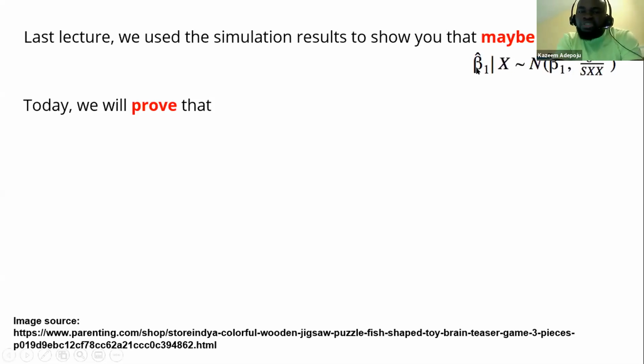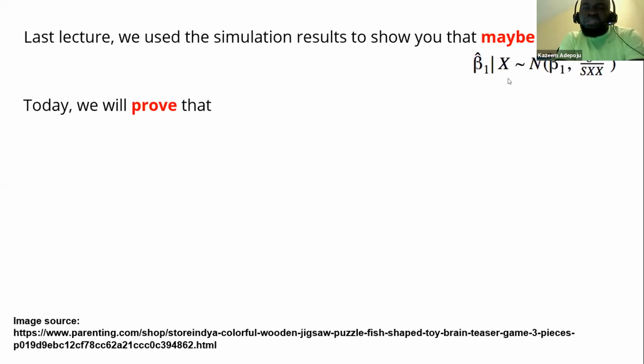Why do I need a distribution for the beta 1 cap? Because it varies. I can only seek a probability distribution for a variable outcome, an outcome that changes, because beta 1 cap changes, and that is why we're trying to get the distribution for that. Now the assumption is that the distribution is going to be normal.